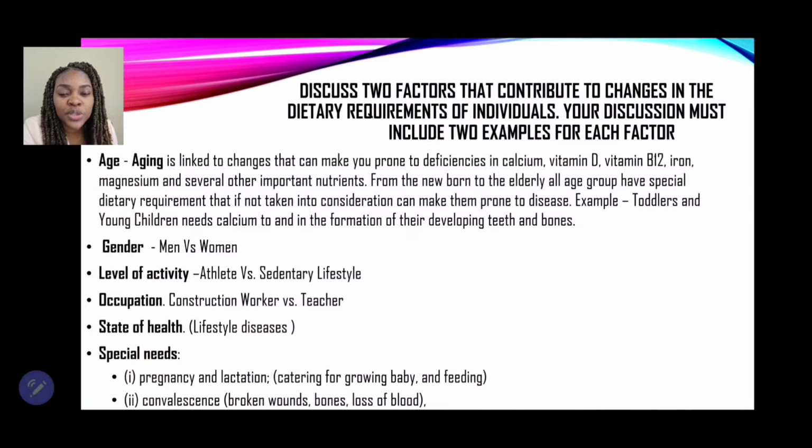So we speak about nutrients that help to boost the immune system and also those nutrients that will supply the particular need. For example, if it's a broken bone, this person will want to consume their calcium, vitamin D, and phosphorus as well.